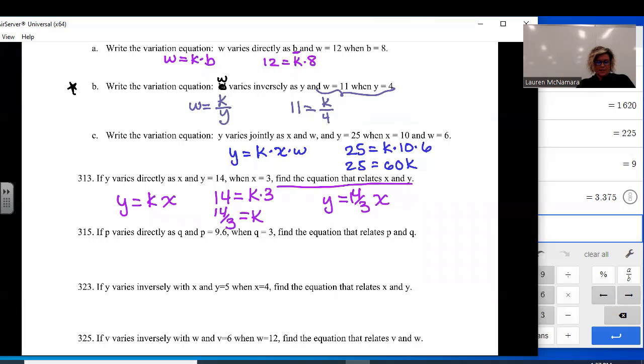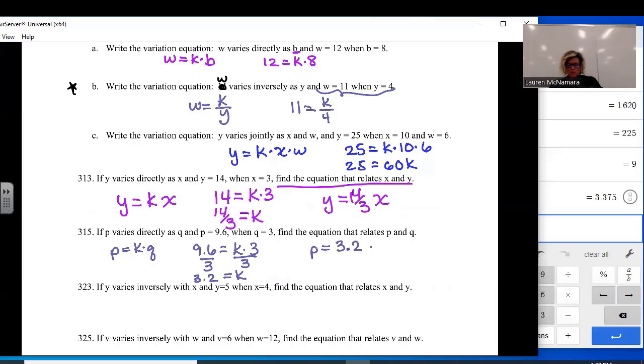If P varies directly as Q, so P varies directly again, so K times Q. And then P equals 9.6 when Q equals 3, find the equation. So P is 9.6 equals K times 3. Divide both sides by 3. So I have K is equal to 3.2. So therefore P is equal to 3.2 Q.